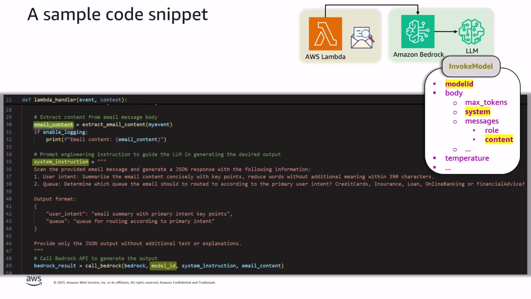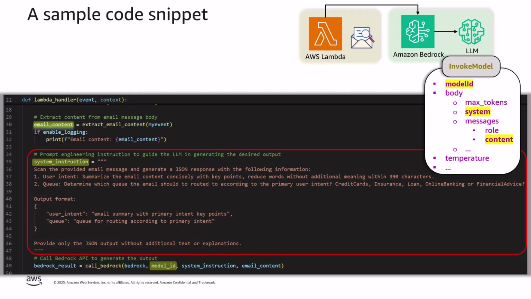Let's take a closer look at a sample code snippet that demonstrates how this process works. As you can see, we have a Lambda function that handles emails. The function extracts the content from the email message body and prepares it for processing. The key part of this snippet is the prompt engineering instruction. This instruction guides the large language model in generating the desired output.